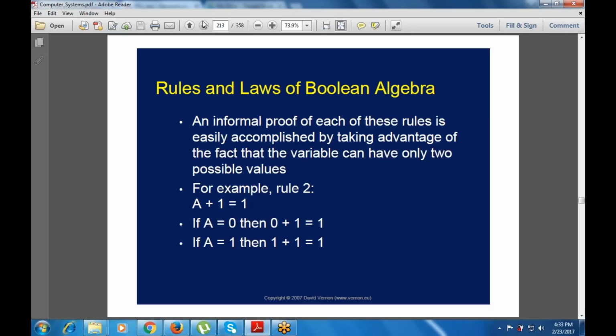The informal proof of each of these rules is easily accomplished by taking advantage of the fact that the variable can have only two possible values. For example, rule 2 says A plus 1 equals 1. If A equals 0, then 0 plus 1 is 1; if A equals 1, then 1 plus 1 is 1.